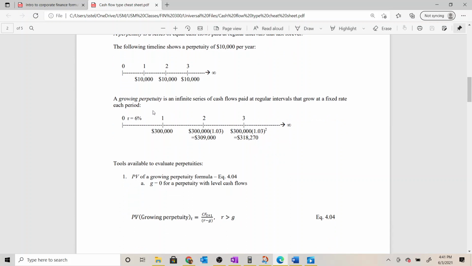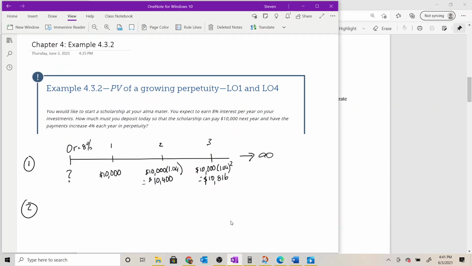I can see an example of that in the second timeline, where these particular cash flows are growing at 3%, even though ours are growing at 4%. It's still the same general pattern. So we have a cash flow at regular intervals that is growing at a fixed rate. Well, that is a growing perpetuity. All right, so we'll go ahead and identify that. We'll label it as a growing perpetuity.